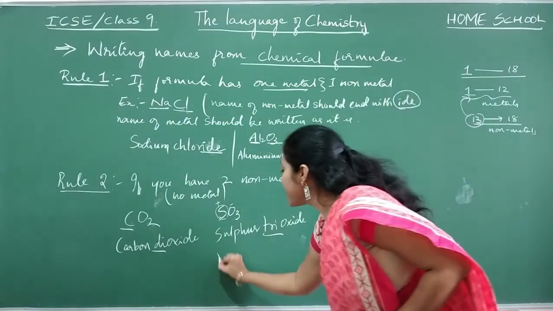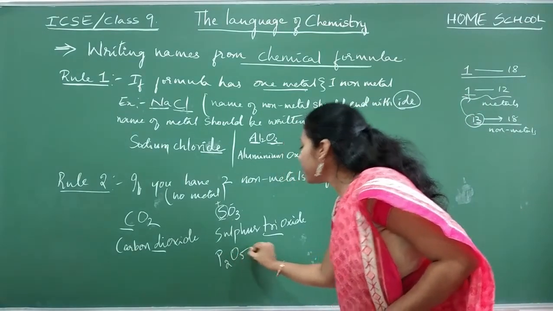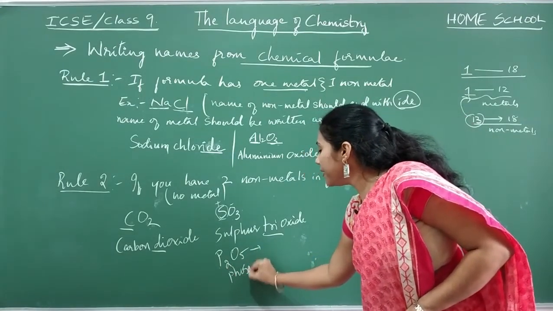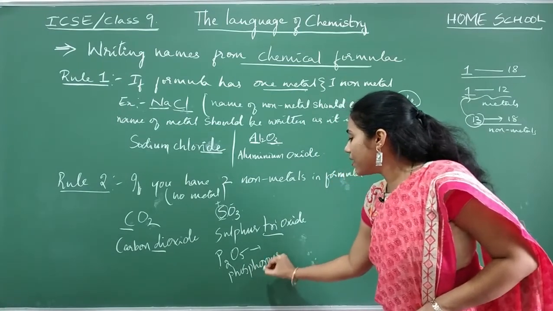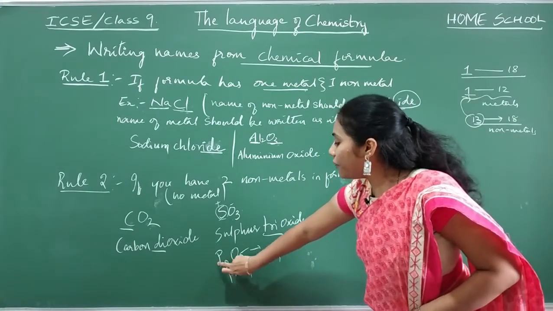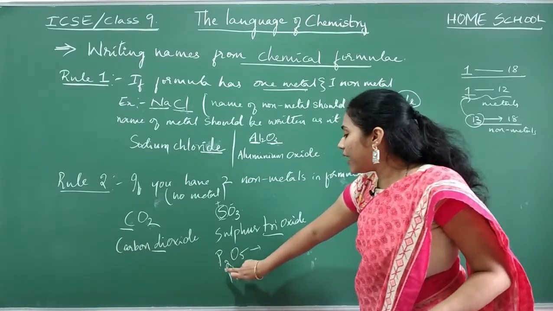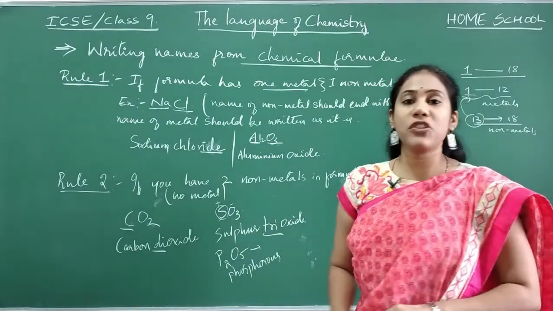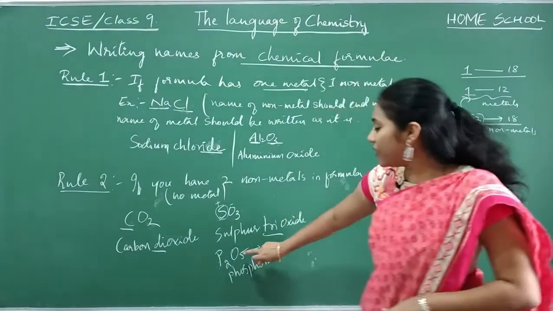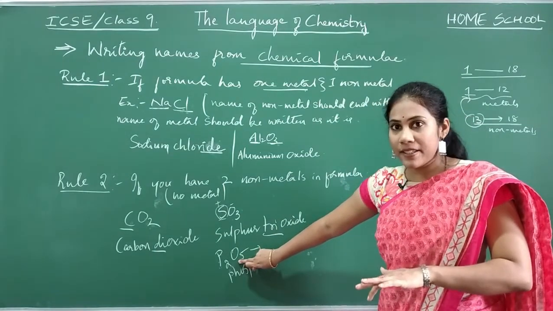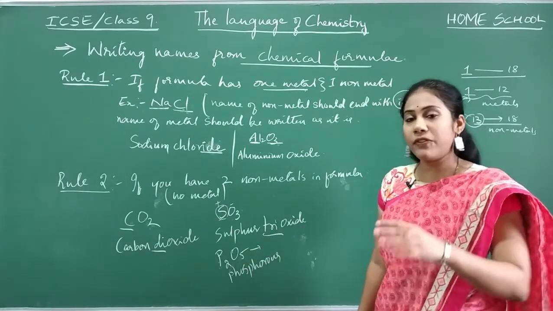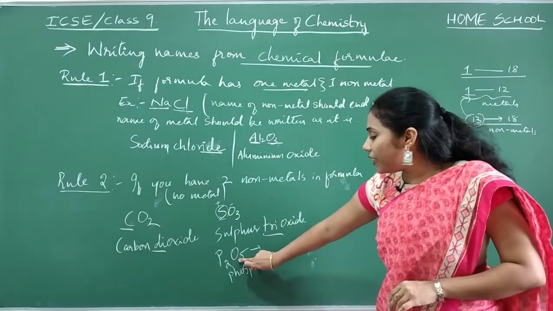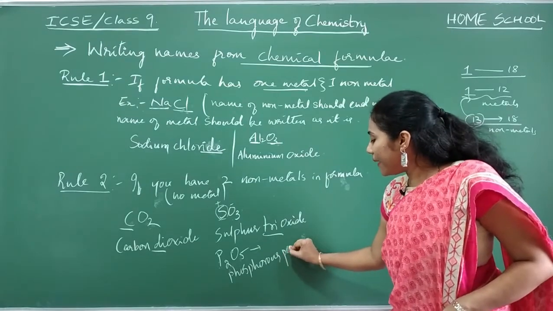Clear? And say for example P2O5. What does P mean? Phosphorus. So you need not mention diphosphorus. For the positive element, whether it is 1, 2 or 3, that number we don't mention with di, tri and so on. Only for the negative element, the last element's number we have to mention. If it is 1, we write mono. If it is 2, we write di. And here we have 5, so we will write pentoxide.